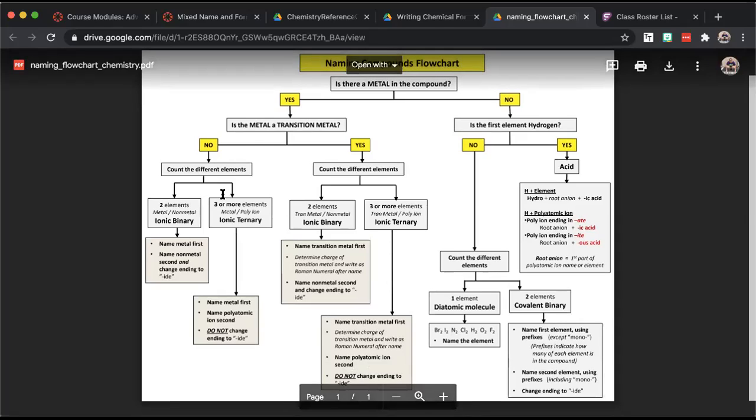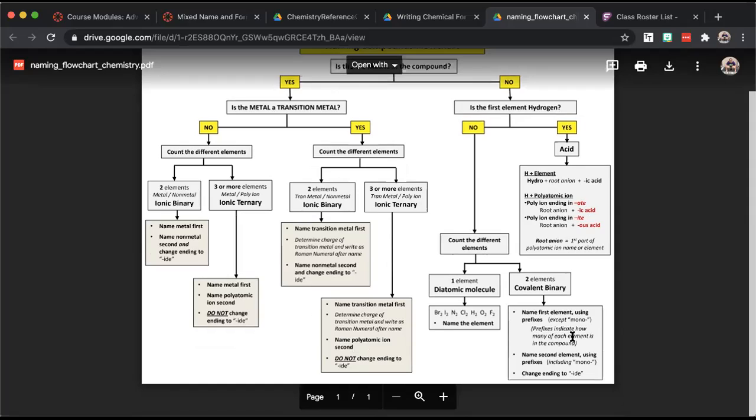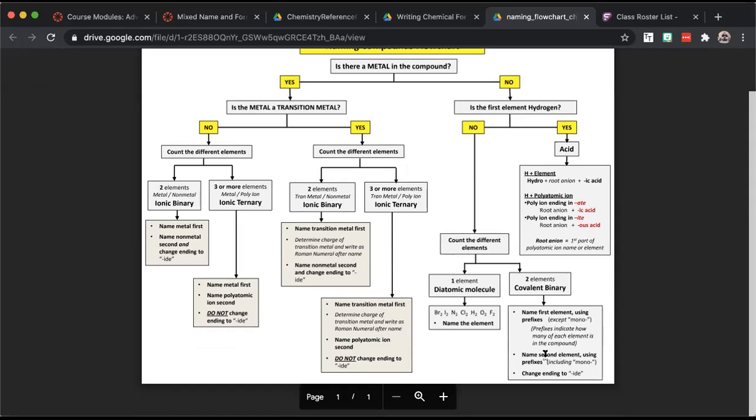Some have polyatomic ions and some don't. So there are four different subcategories here. Over here on the right side, you can see where all my acids are, and it has the different types listed here. And then here are my binary covalent compounds, where it's just two nonmetals. And then there's this other section here that we haven't really talked about yet.